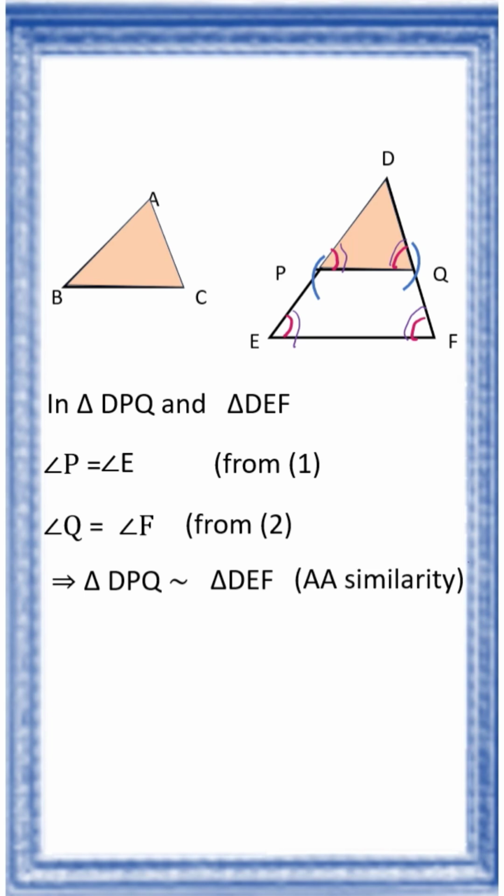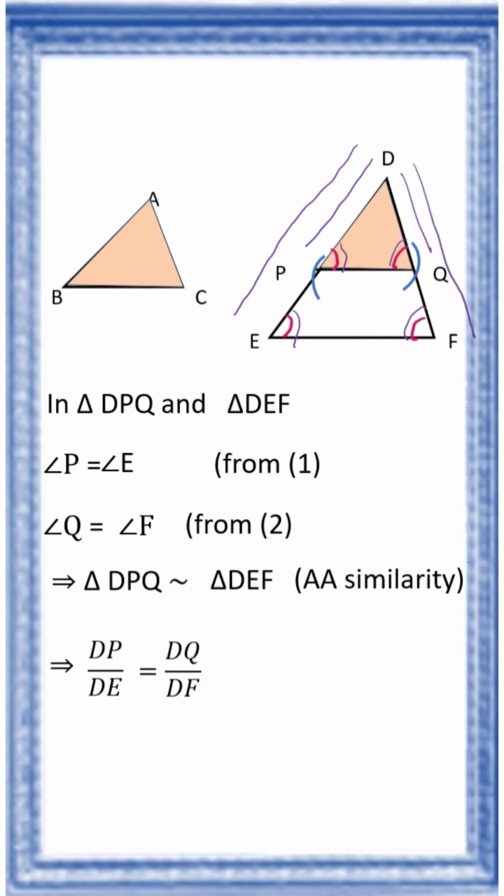So now we can write their corresponding sides are in proportion, isn't it? Ratio of their corresponding sides. So let us now write the ratio of their corresponding sides. dP by dE is equal to dQ by dF is equal to PQ by EF.